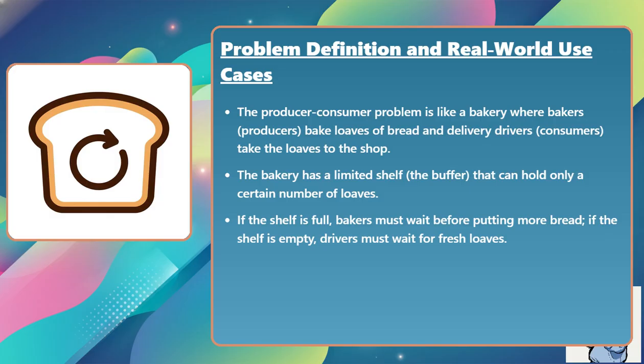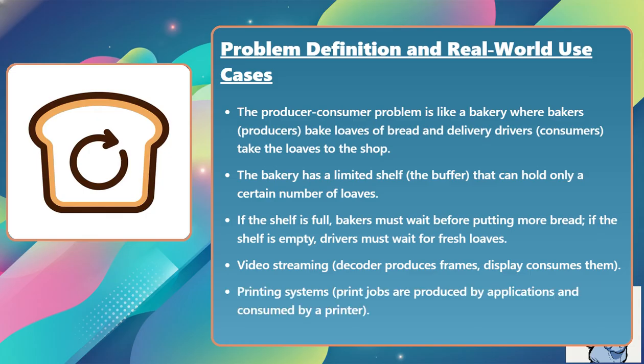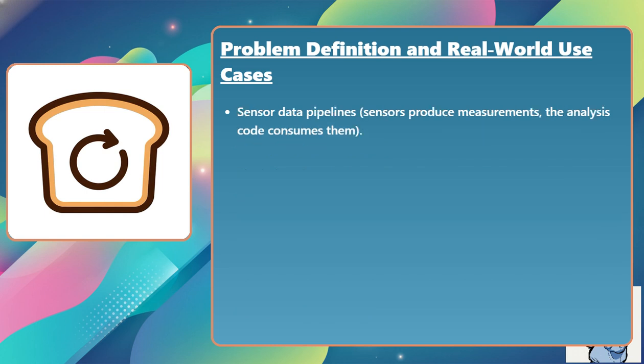wait for fresh loaves. Video streaming: the decoder produces frames and the display consumes them. Printing systems: print jobs are produced by applications and consumed by a printer. Sensor data pipelines: sensors produce measurements and the analysis code consumes them.